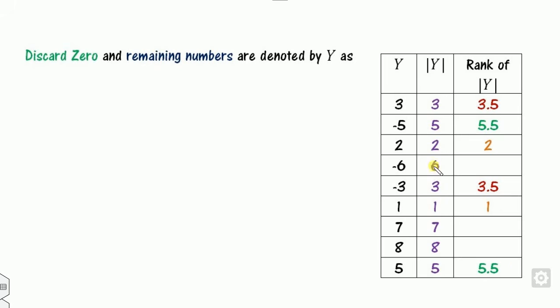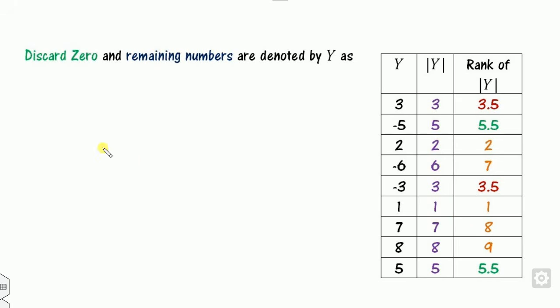Now look at the next number, there is a 6 only 1 time. So how many numbers have we put up? 1, 2, 3, 4, 5, 6. Now its rank is 7. After that this is 8 and this is 9 because each occurs only 1 time.